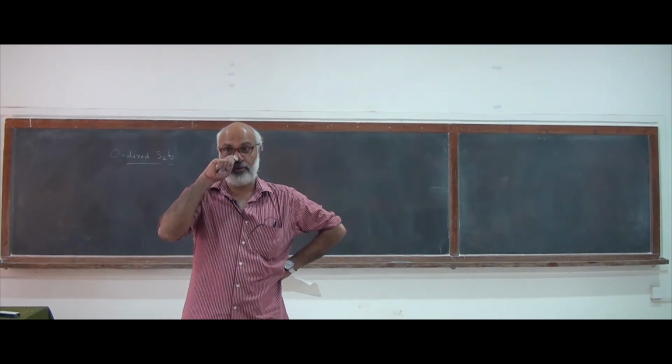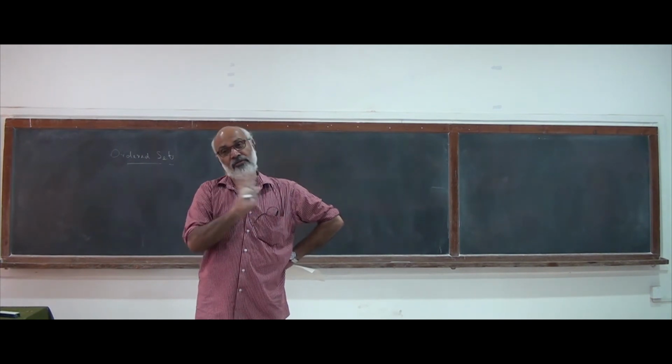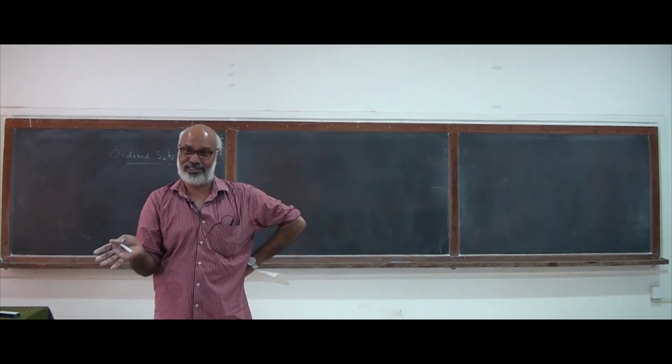Given an object, we know whether that object is in the set or not. That's all. But we don't know any relation between the elements of the set.